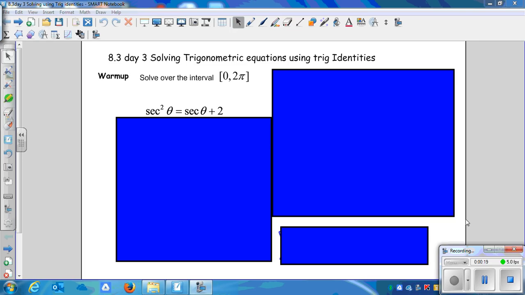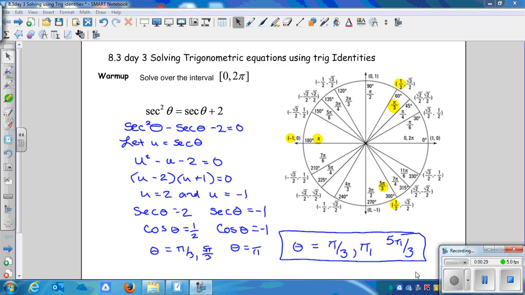Go ahead and pause the video, work the problem out. When you're finished, unpause and check your answer. The answers are pi over 3, pi, and 5 pi over 3.